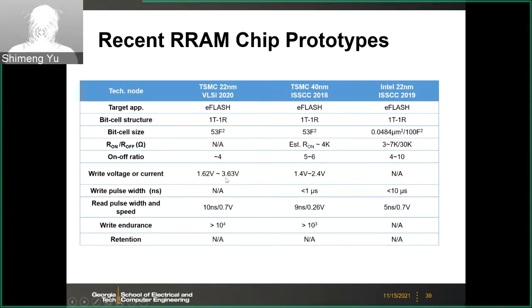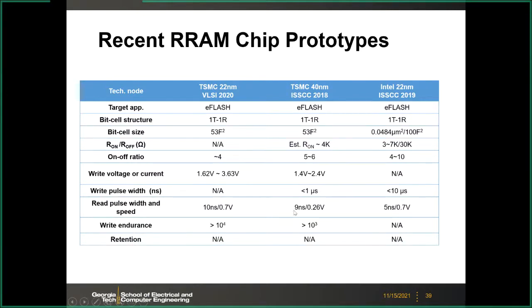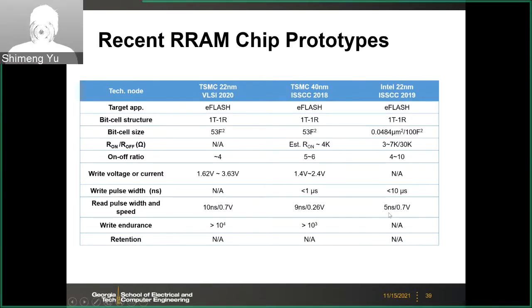And then here, not all the properties are reported, but you can refer to this table if you want to know the characteristics of those demonstrations from the leading companies here. Read can be pretty fast, typically a few nanoseconds.